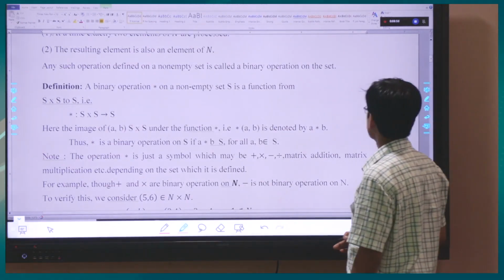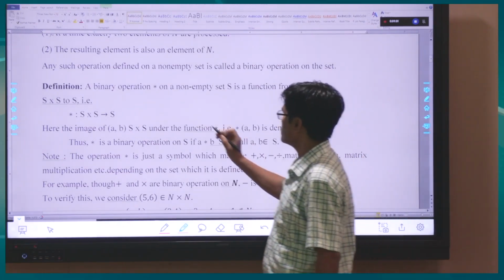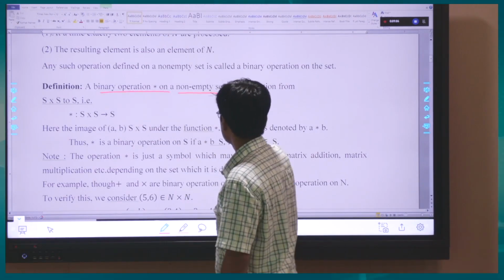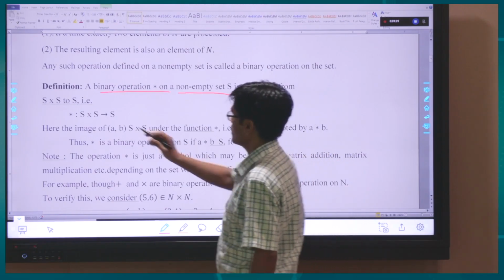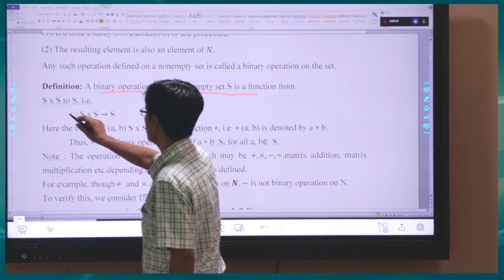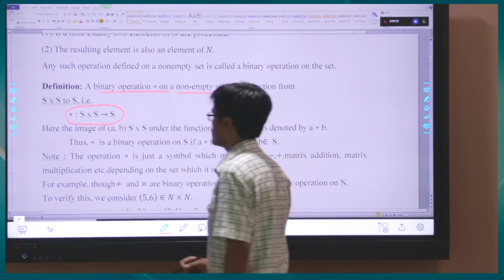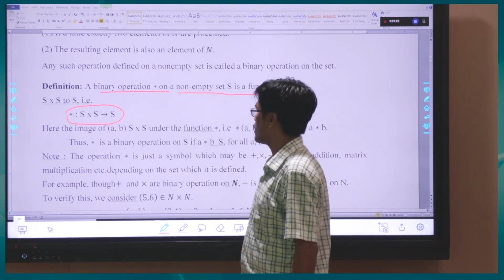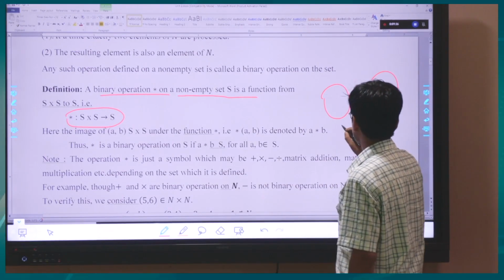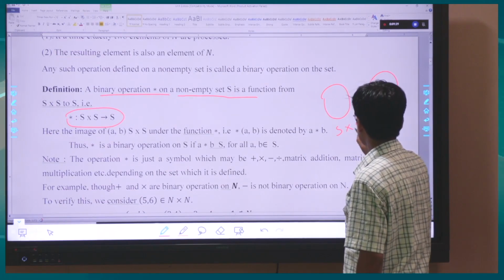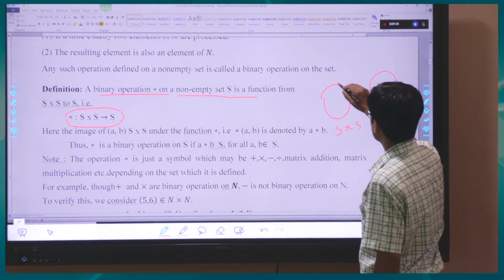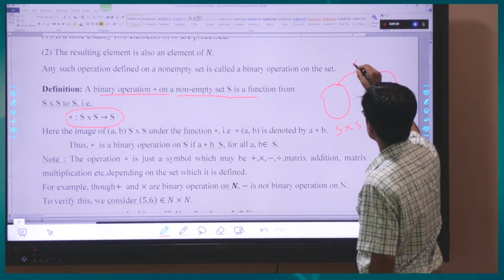So now we define binary operations. A binary operation star on a non-empty set S is a function from S cross S to S. Here star is a function. We already discussed what a function is. So star is a function from S cross S to S, and this function is denoted by star.